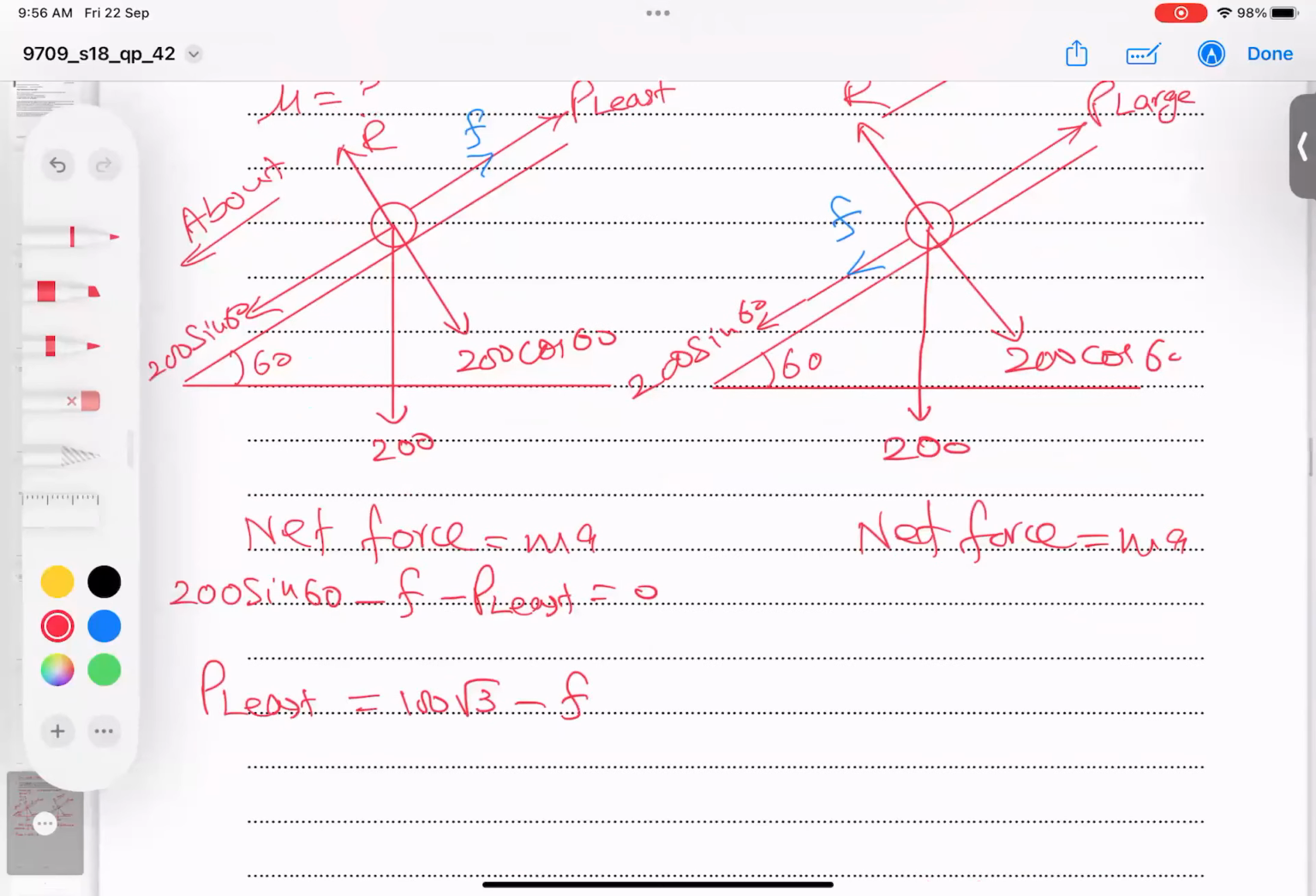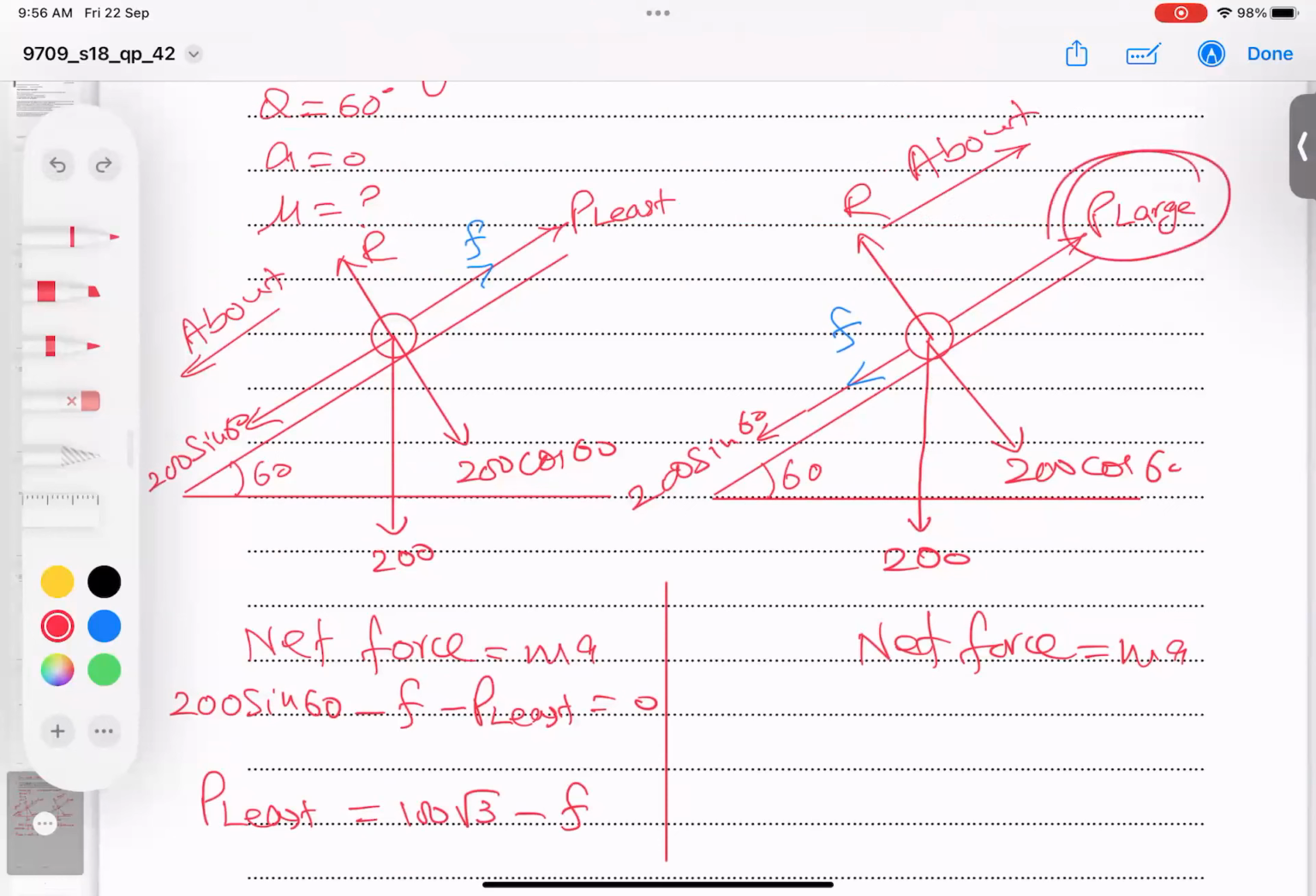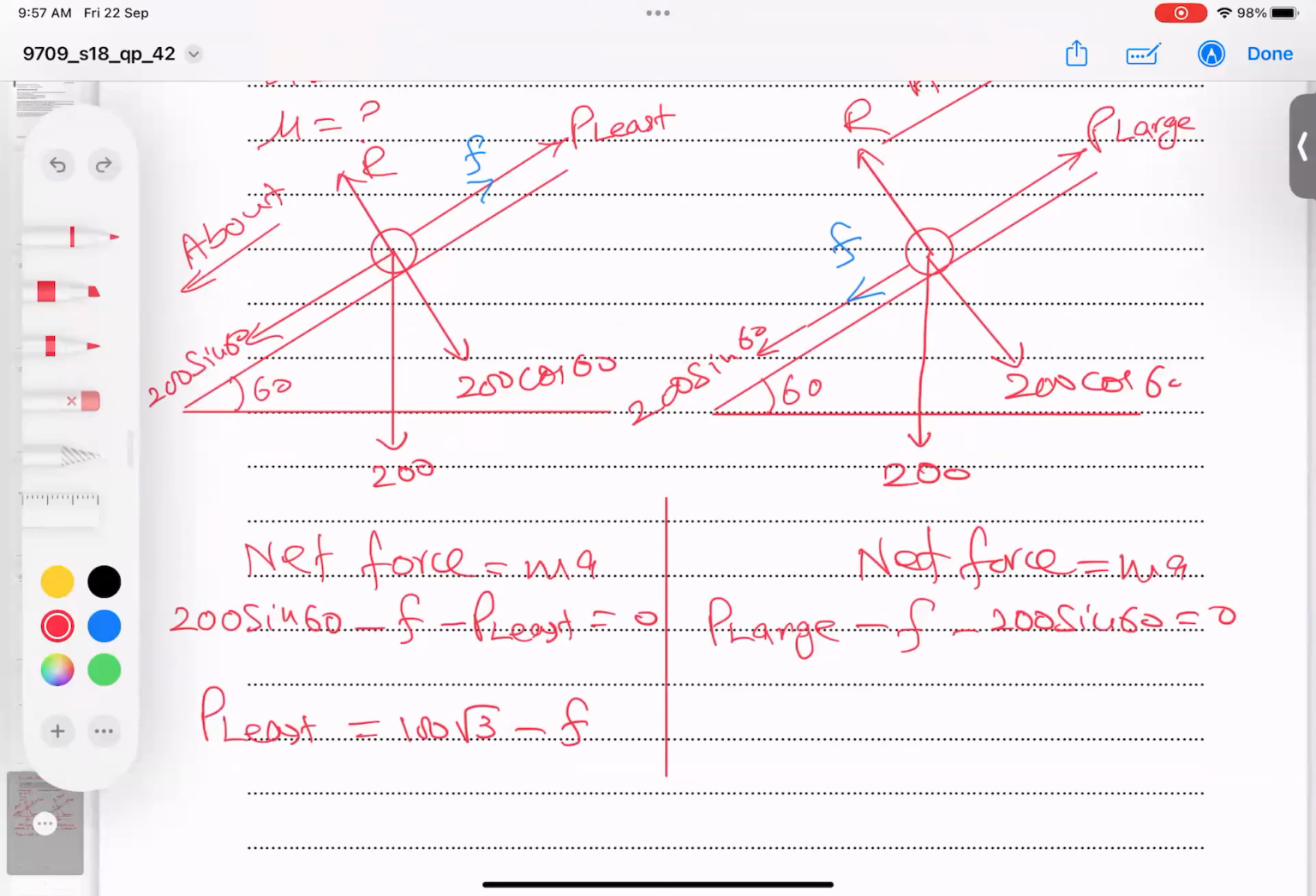Let's talk about the second option. The second option means about to move upward, so I'll start my forces from here. Net force: P largest minus friction minus weight component equals 0 because acceleration is 0. Bringing both components to the right-hand side, P largest equals 100 root 3 plus friction.